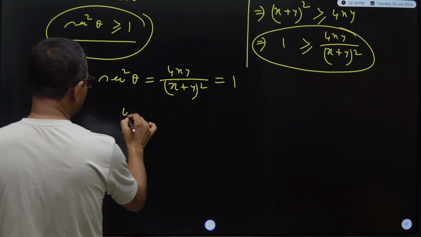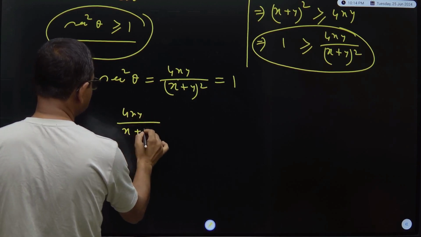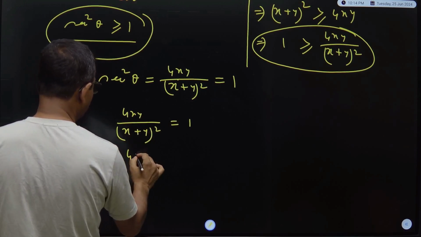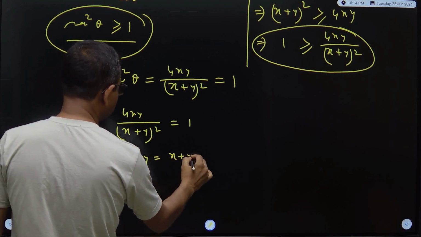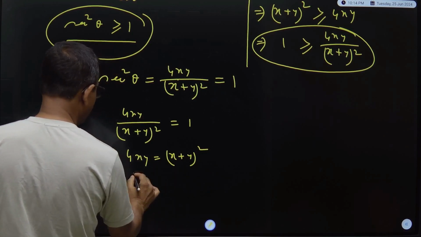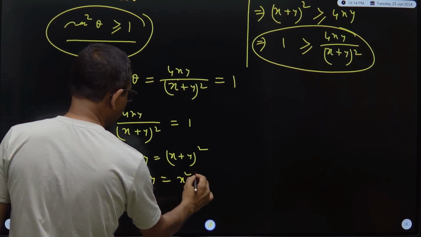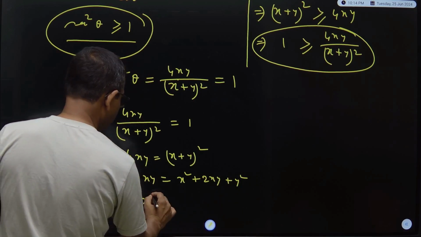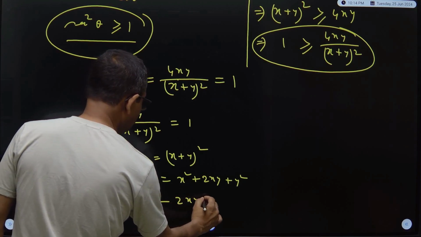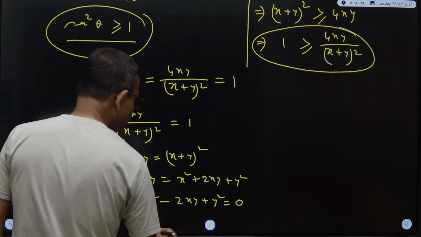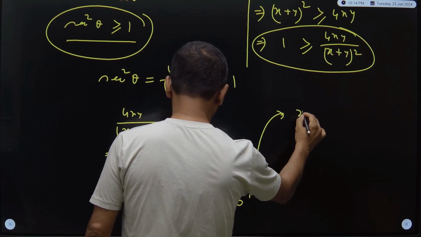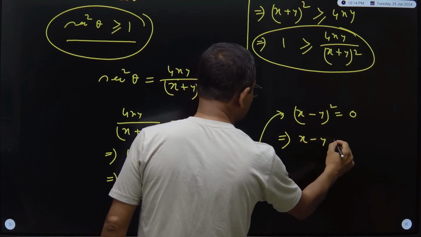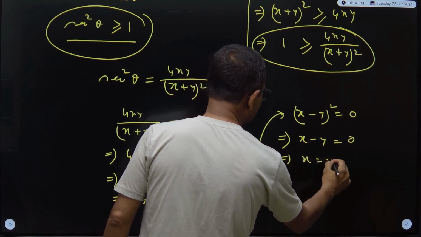Now 4xy by (x plus y) whole square equal to 1. So we can write 4xy equal to (x plus y) whole square. So we can write 4xy equal to x square plus 2xy plus y square. Now we can write x square minus 2xy plus y square equal to 0, and here we can say (x minus y) whole square equal to 0. So we get x minus y equal to 0. So we get x equal to y.